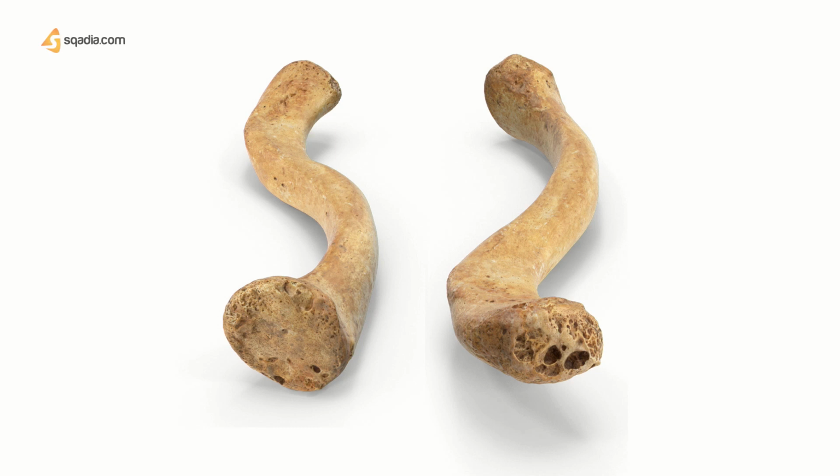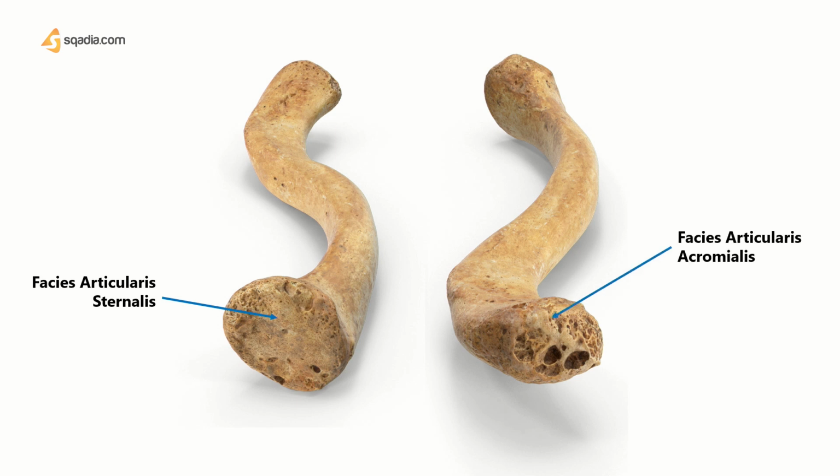Now we will be discussing the side view of the clavicle. The sideways view shows the facies articularis sternalis, the sternal end, and the facies articularis acromialis, the medial end. In this view, you can see the S shape of the clavicle, which is very prominent. You can use this to determine how the bone is placed in the skeleton.